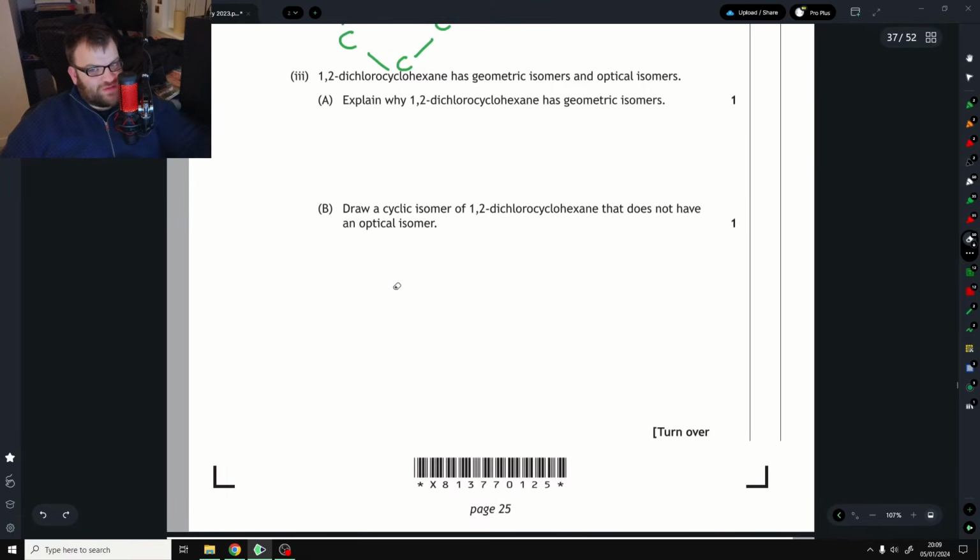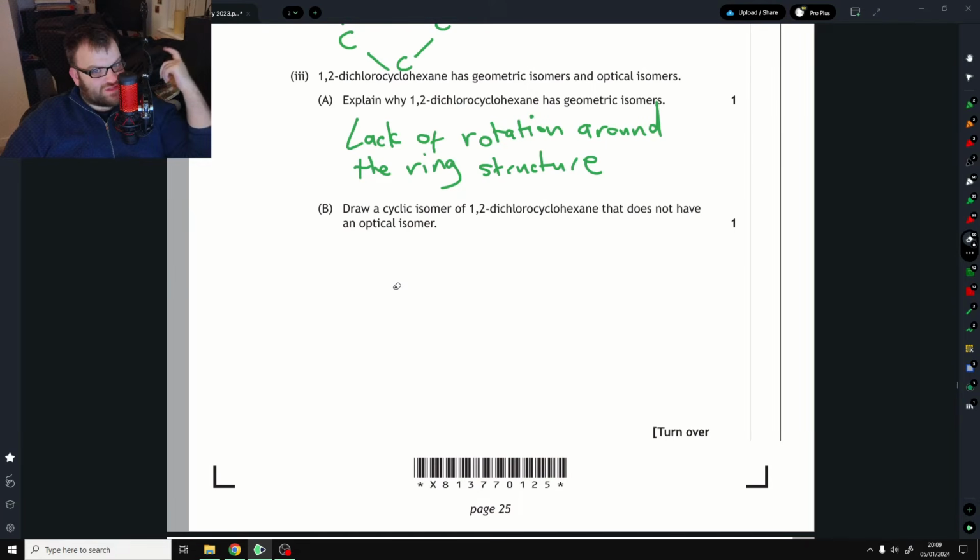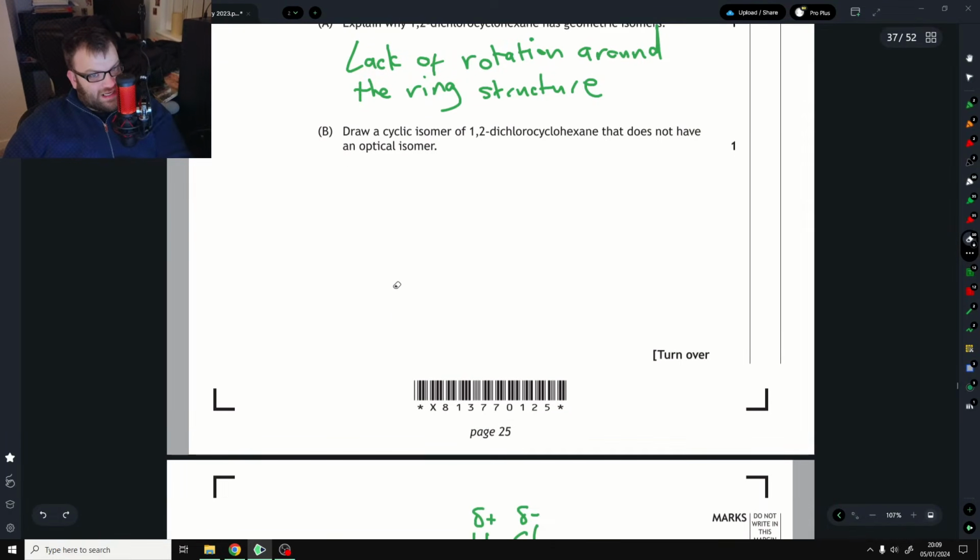Next one, we're asked about geometric isomers. Again, it's the lack of rotation. This time, the lack of rotation around the ring. It's a cyclohexane. Next up, we're asked to draw an isomer, still being a cyclic isomer.